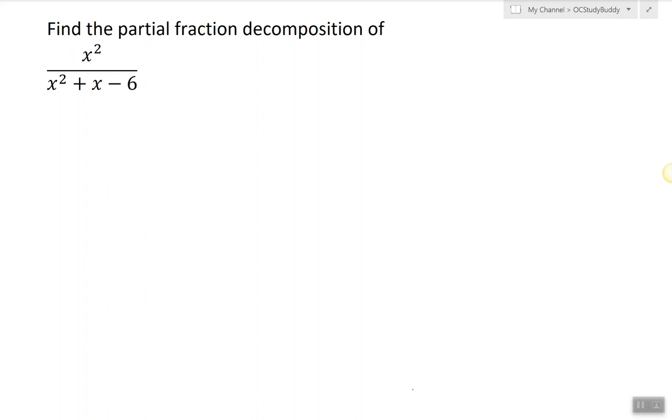In this video, we'll show how to find the partial fraction decomposition of a given rational function. So the first step is to make sure that the fraction is written in proper form. That is, the degree in the numerator is less than the degree in the denominator. This is not the case.